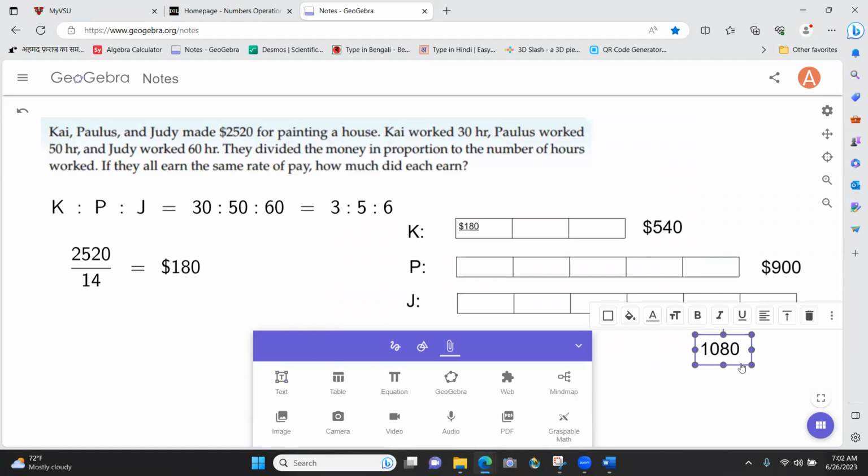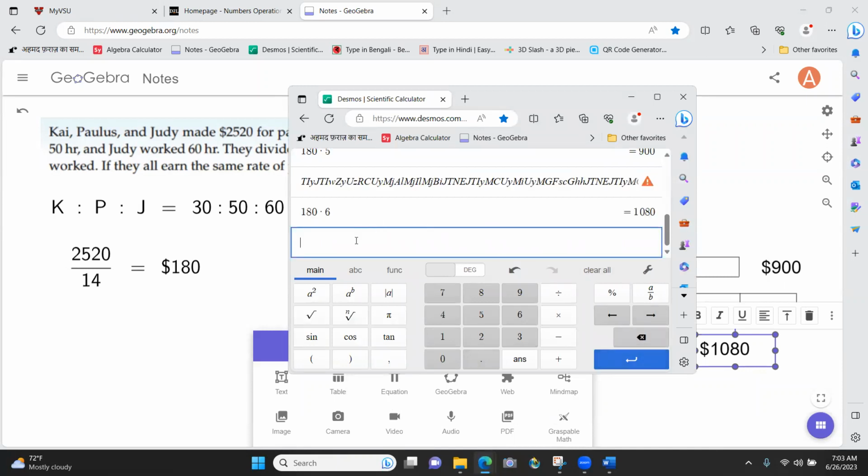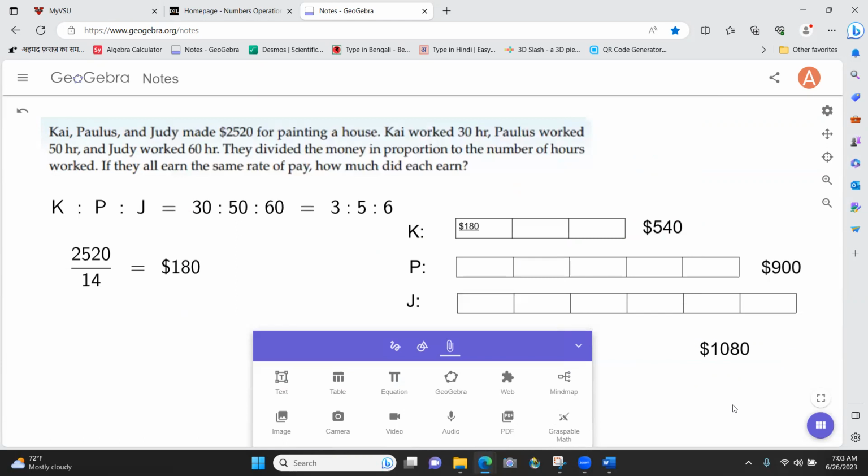Now, when you add them up, it's a good idea to check. If you add them up, you should get 2,520. Let's do so. This number plus 900 plus 540. We got the right answer. It's a good way to check. So these are your answers, guys. Judy gets 1,080, Paulus gets 900, and Kai gets 540. This is based on the number of hours they put in.